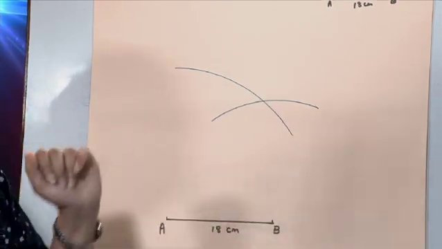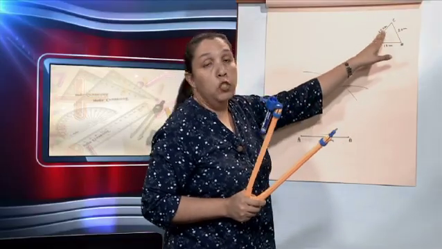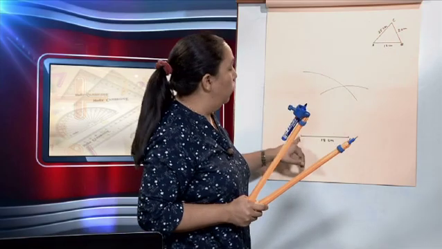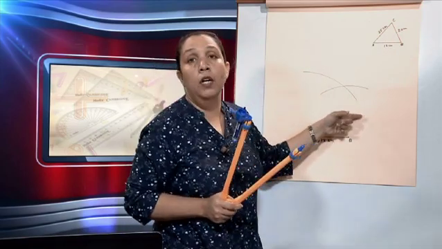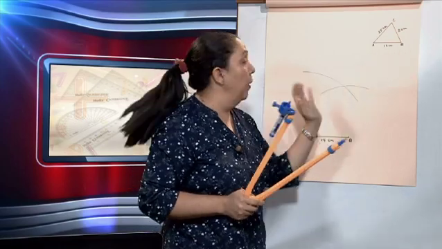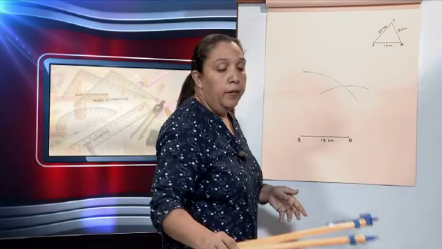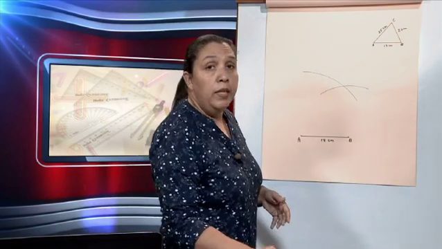Okay? I say it again. You take your pair of compasses, you measure 25 centimeters. Put the pointer on A, draw an arc of 25 centimeters. And then put the pointer on B, draw another arc of 20 centimeters. Okay? And then what do we need to do?